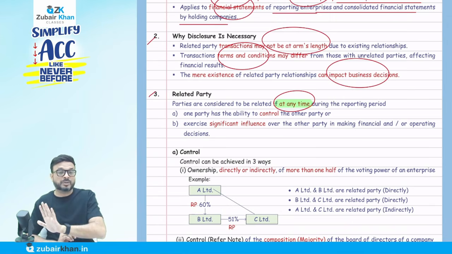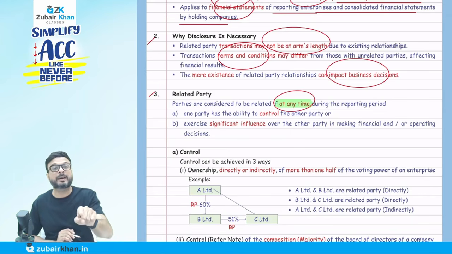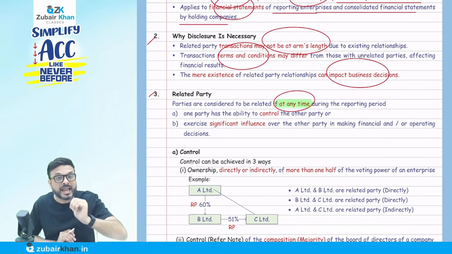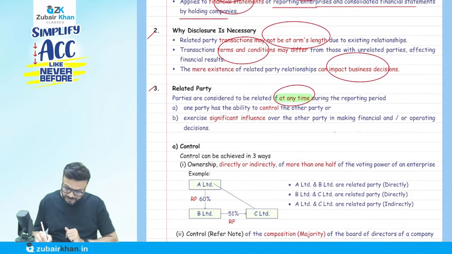But I will come to that point. The point to remember here is that it does not mean that only on the balance sheet date we have to be related parties, and only then we have to disclose. No. At any time, that is. One more thing I will cover later also, but let me explain it here.